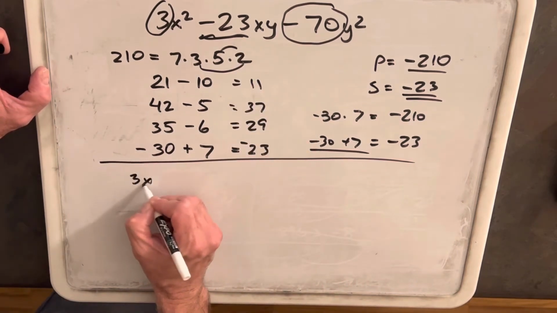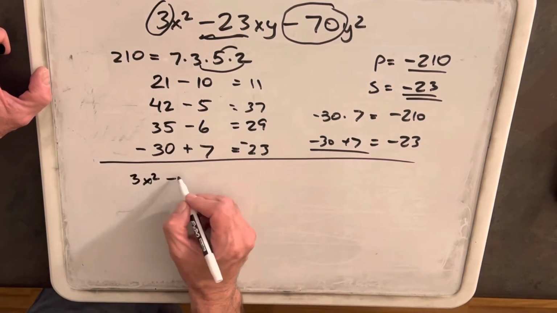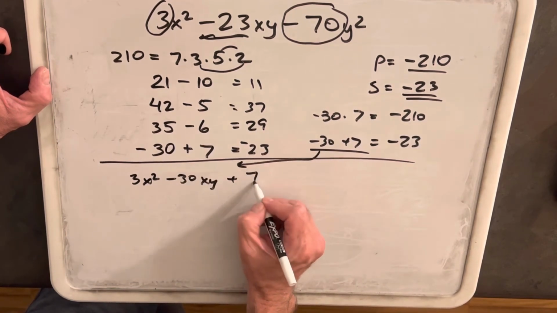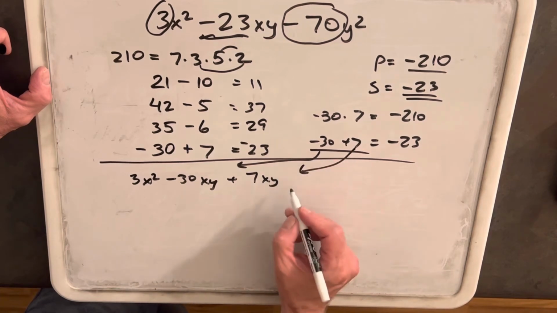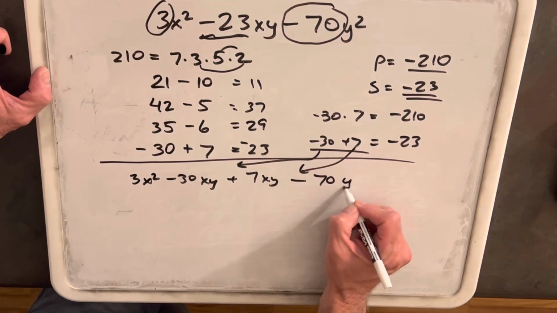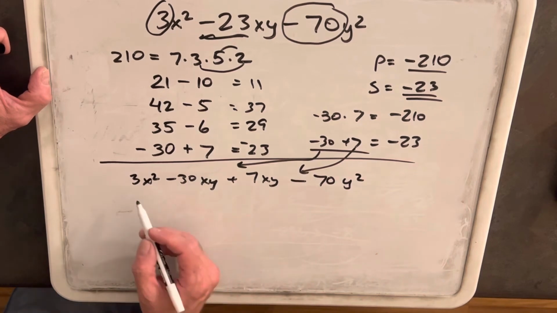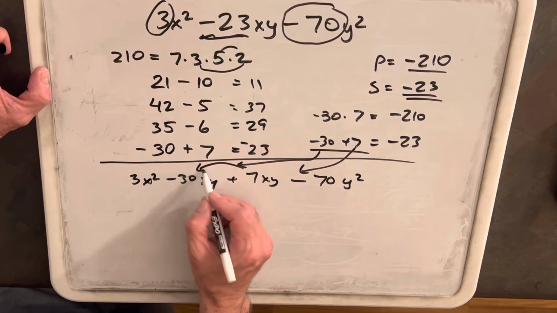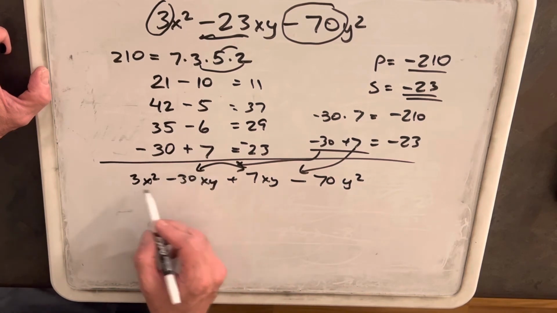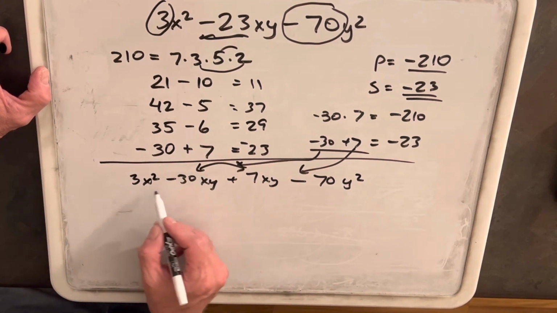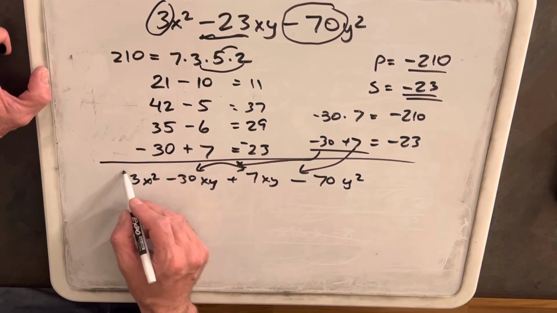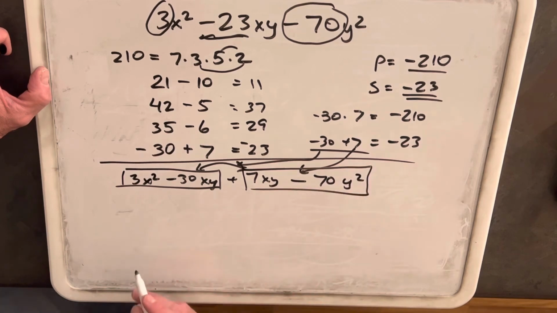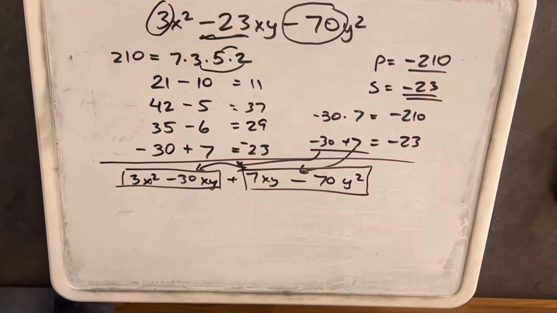So we're going to have 3x squared, and then minus 30xy, plus 7xy, minus 70y squared. You'll notice things are lining up pretty nicely now, because we could have reversed these, but I did that on purpose to make it a little cleaner. Then we just want to look at these pairs separately and find the common factor.